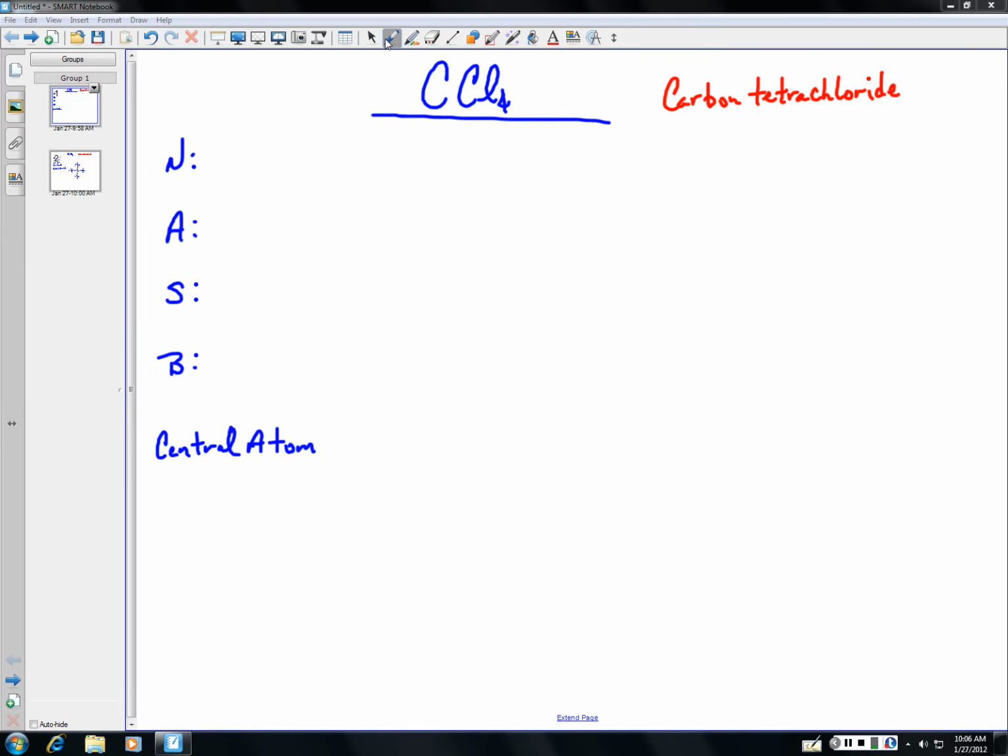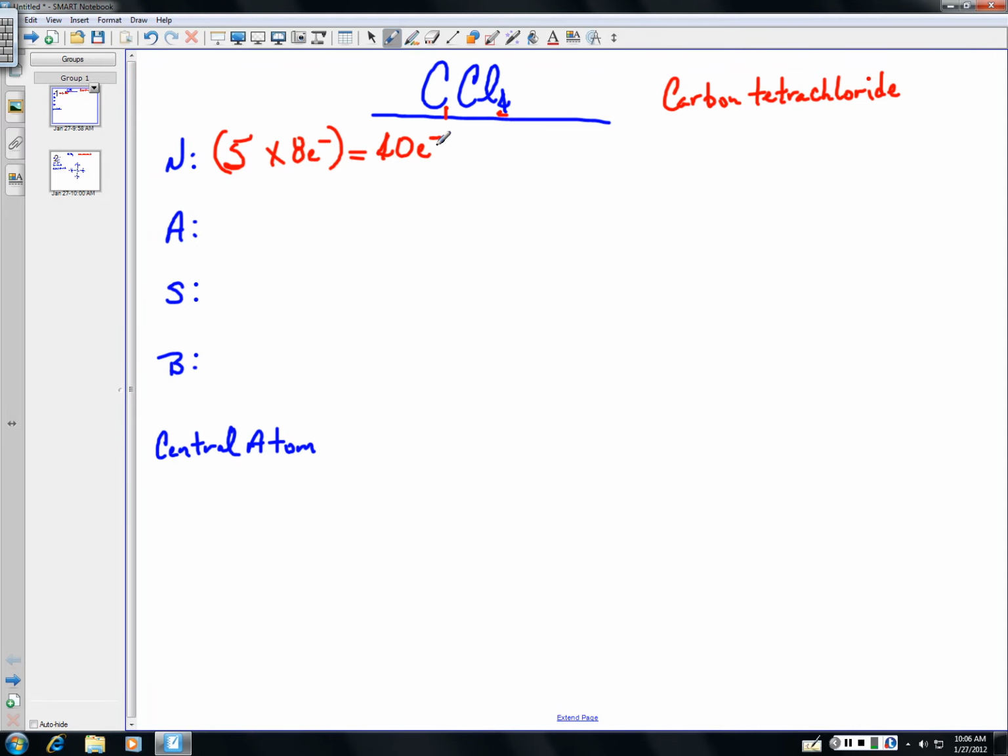So how many atoms do we see in that compound? We see 5, is that right? We see 1 carbon. We just don't write the number. The fact that we've written the symbol for carbon says there's 1 there. And we see 4 chlorines. So I see 5 atoms, each of which needs 8 electrons. If I do that math, 5 times 8 is 40 electrons needed.